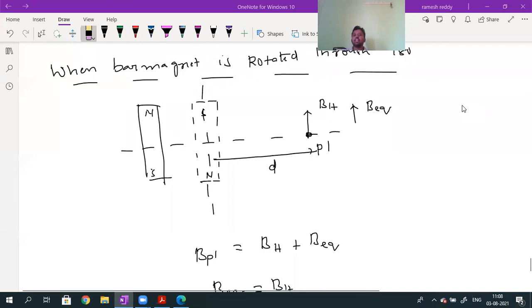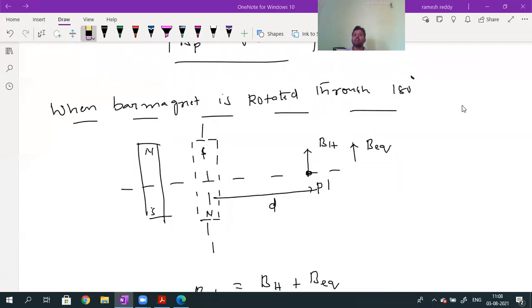Whenever the bar magnet is rotated through an angle of 180 degrees, the north pole will come here, the south pole will come here. I want to calculate the resultant magnetic field, maybe in the material they have given, on the axial line. Now I want to calculate the resultant magnetic field on the equatorial line at a point P dash, which is at a distance D. At point P dash, BH direction will always be from south to north. Horizontal component of earth's magnetic field, you always have to remember, the direction is always from where to where? From south to north.